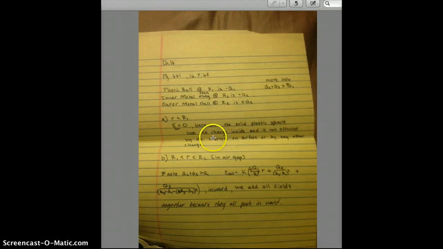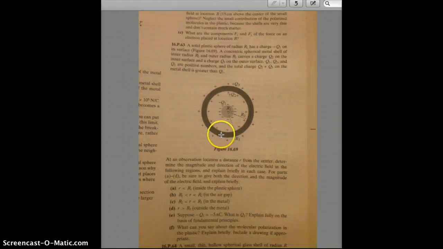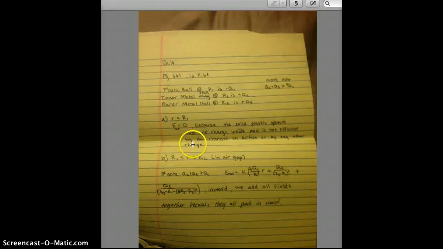and Qs, etc. And it's asking for if R is less than R1, and I put 0 because it's inside of the sphere, and since the sphere is solid plastic, it should have an E field of 0. I put that because the solid plastic sphere has no charge inside, is not affected by the charges on the surface and by any other charge.